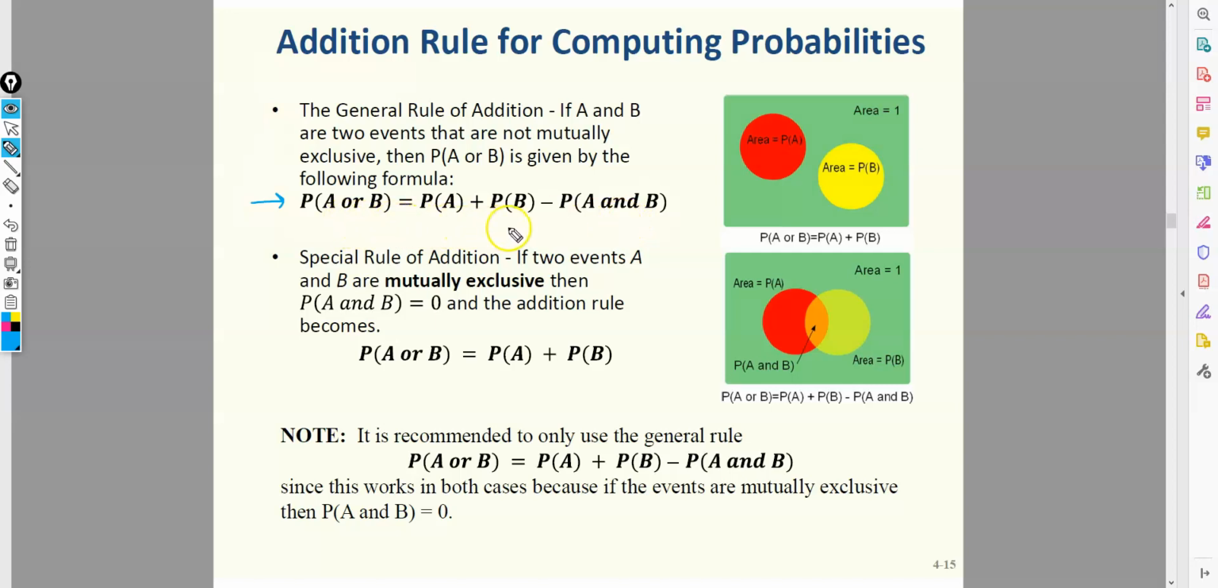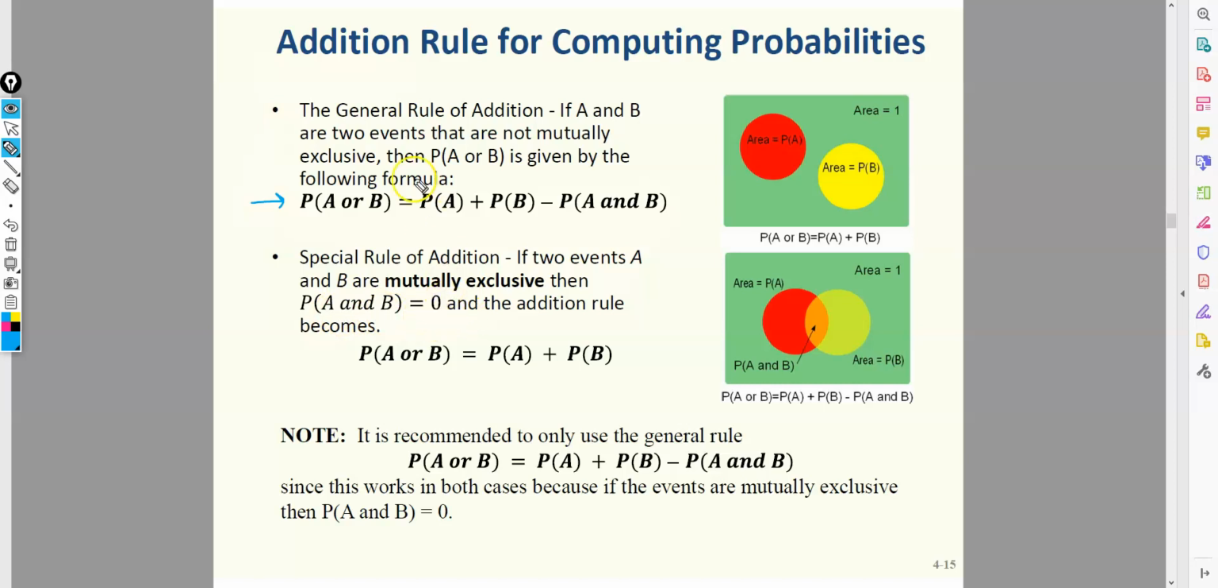Now as we look through some of our examples, you'll get a better understanding of why this rule holds, along with why we have to subtract off the probability of A and B occurring at the same time from these two probabilities. Now in the case when the events A and B are mutually exclusive, then the probability of A and B is equal to 0. Recall, mutually exclusive means that they cannot both occur at the same time, so of course the probability that they do both occur at the same time is 0.